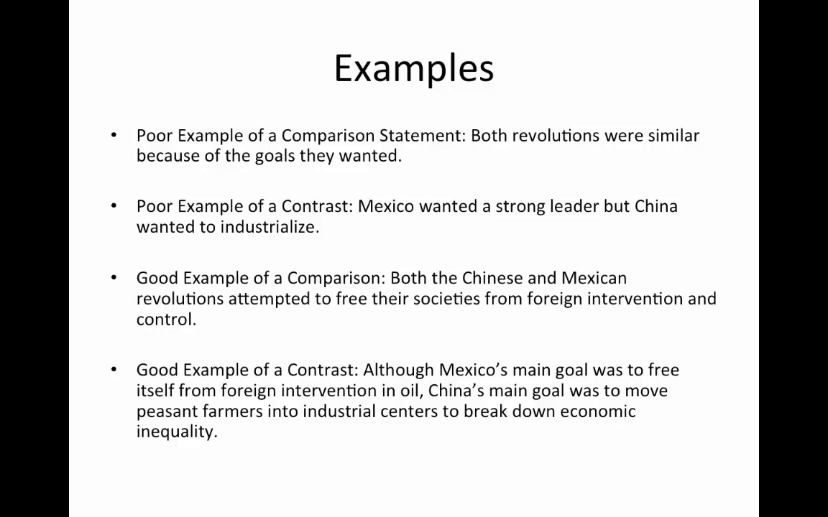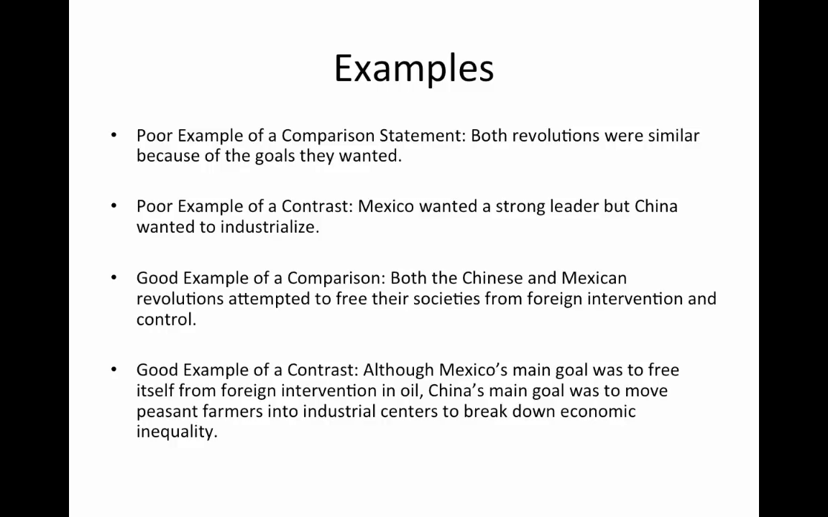Here's a good example of a contrast topic sentence. Although Mexico's main goal was to free itself from foreign intervention in oil, China's main goal is to move peasant farmers to industrial centers to break down economic inequality. Take a look at what this does. I have a specific statement, Mexico and China, specifically contrasting.